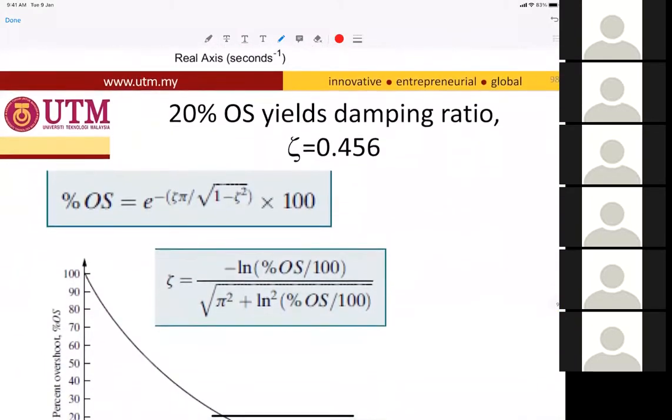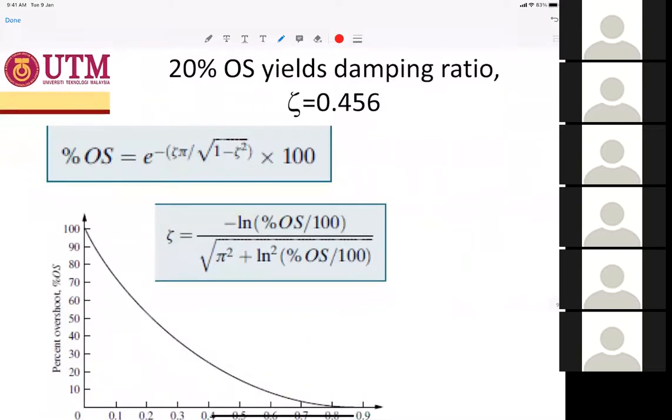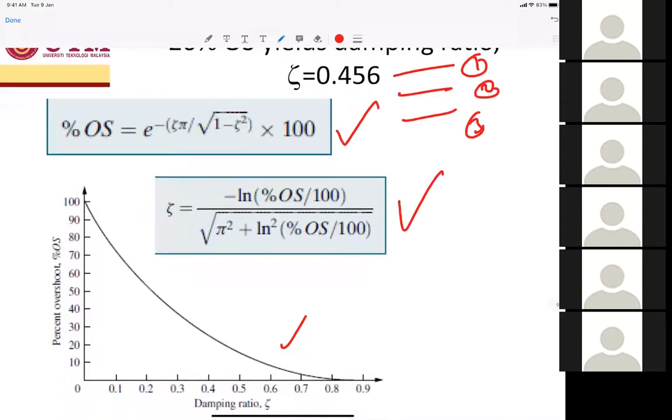So 20% overshoot gives a damping ratio of 0.456. You can get it by 3 methods. One is by formula. Second is by formula for zeta. Third one is by graph. So 20% is about here. It goes down here. So it is 0.456.